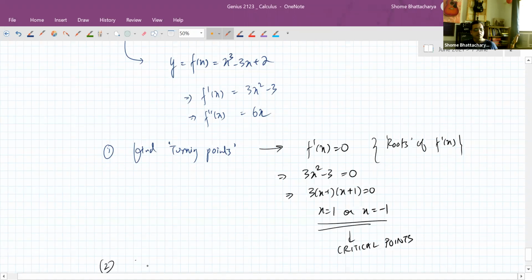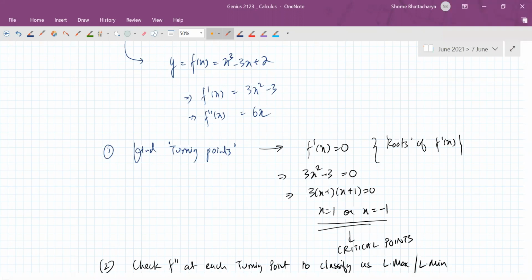Okay. Now the next thing we will do is what is called the second derivative test. Check f double prime at each turning point to classify it as local maxima or local minima. Okay, so what is the second derivative? It is 6x. Yes, Nishya.